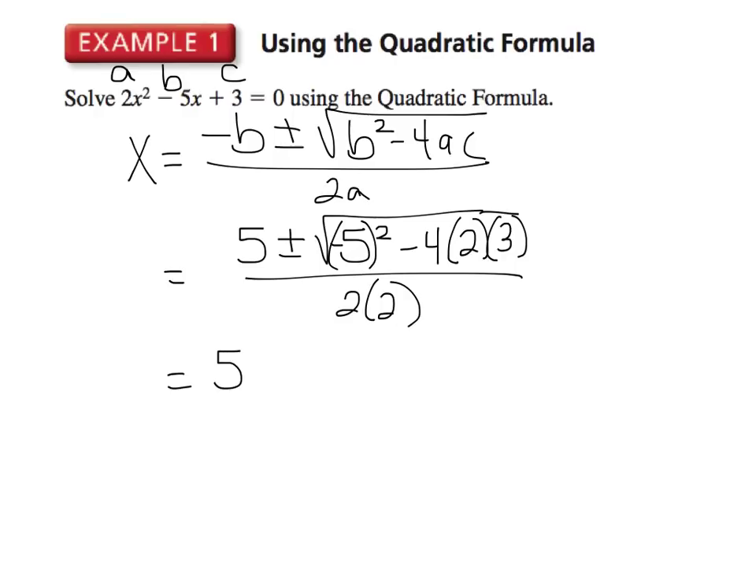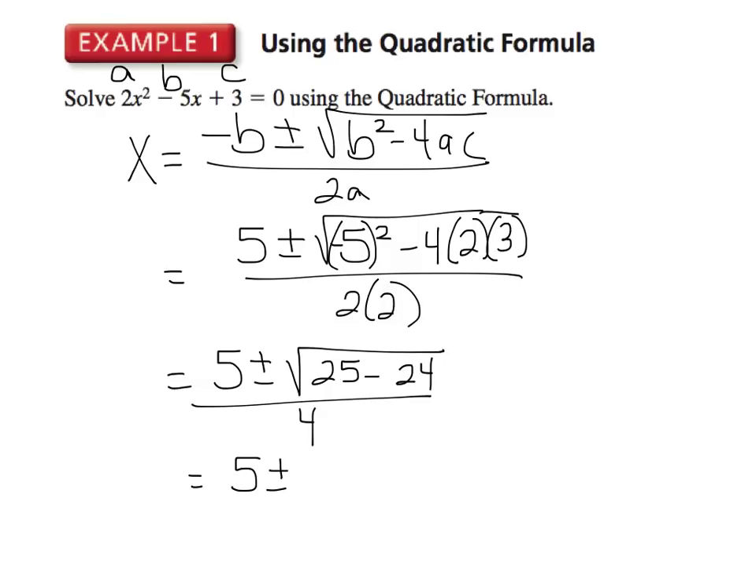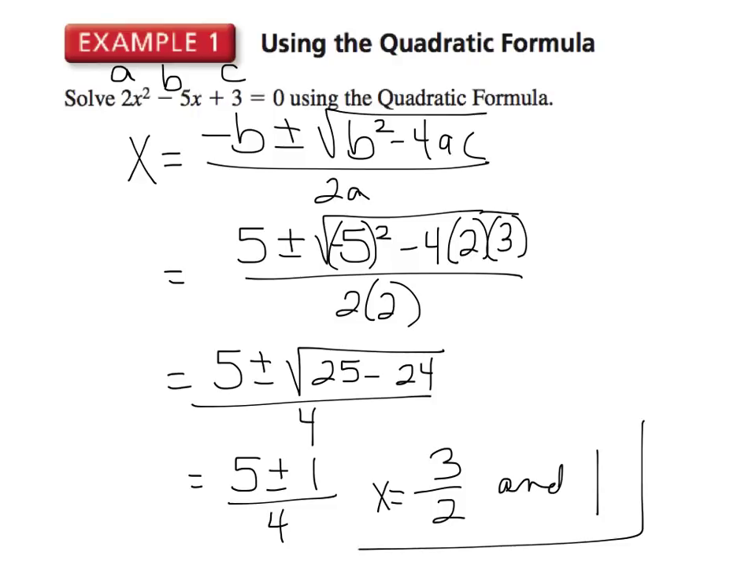All I do now is basic simplifying. That would give me 25 minus 8 times 3, which is 24, all divided by 4. That gives me 5 plus or minus the square root of 1. The square root of 1 is just 1, divided by 4. That means I have two answers. 5 plus 1 is 6, and 6 divided by 4 is 3/2. So x equals 3/2, and 5 minus 1 is 4, and 4 divided by 4 is 1. If you substituted both of those back in, you would make the equation true. And so our answer is 3/2 and 1.